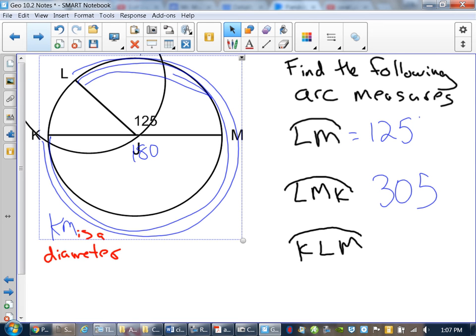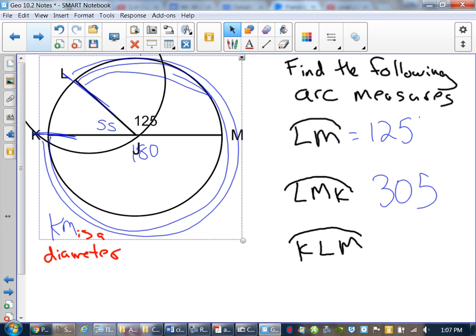Or, there's another way to look at it. How many total degrees are in a circle? 360. If I know that half of it is 180, that means this leftover part has to be 55, right? Well, if I back out that chunk, what's 360 subtract 55? 305. You get the exact same answer. It's just a matter of how you visualize it, if you want to add two of them together or just back one out. You'll go the same way.